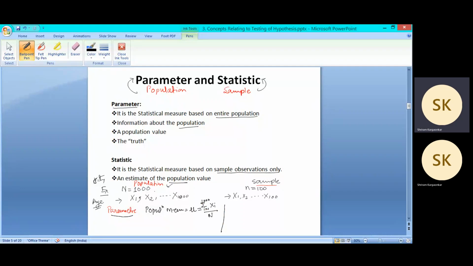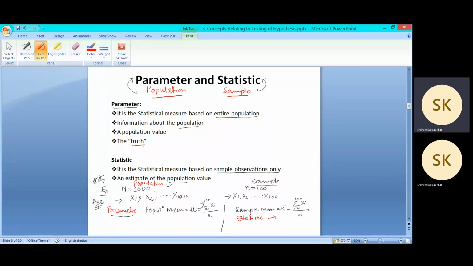Similarly, now there are 100 people in this sample, and if I find the arithmetic mean, which is called the sample mean, x bar, which is nothing but the addition of these 100 values in the sample divided by 100, this is called a statistic. So whenever I talk about a parameter, the population comes into the picture, and whenever I talk about a statistic, the sample comes into the picture.